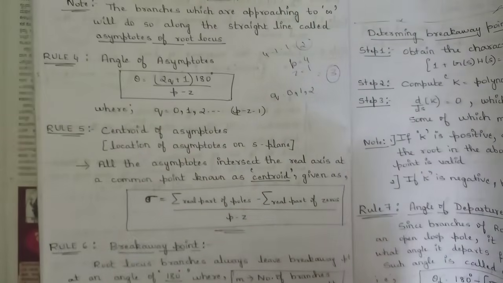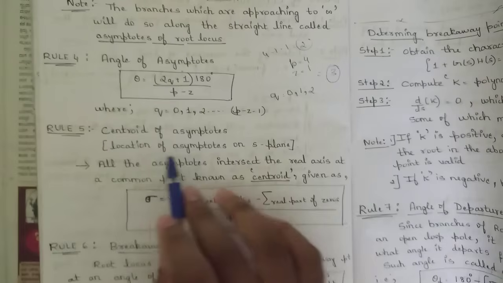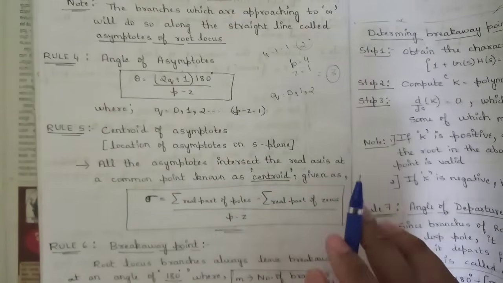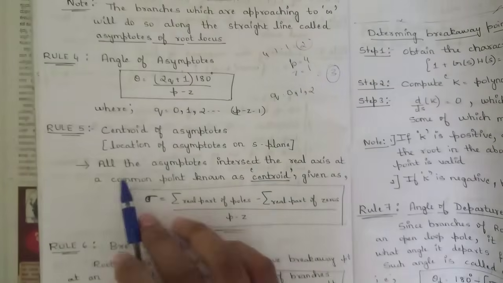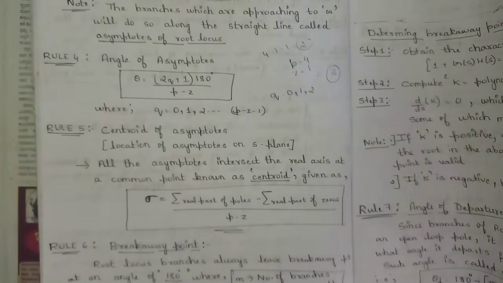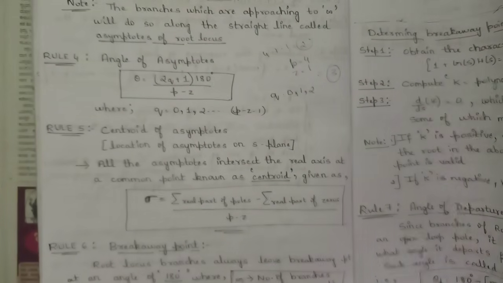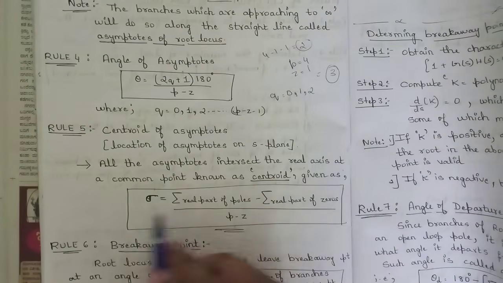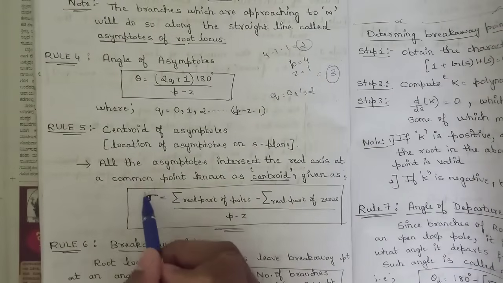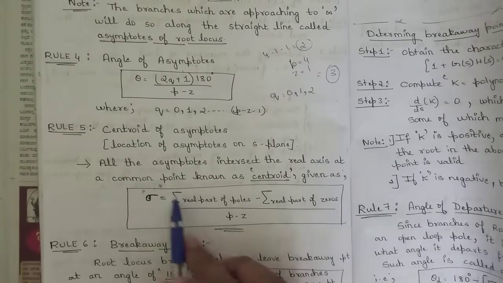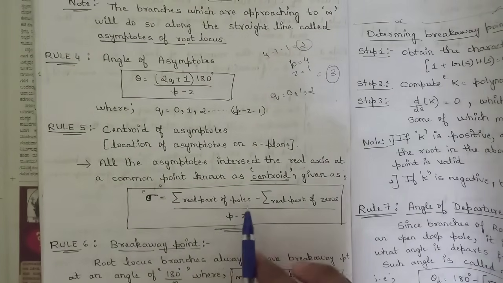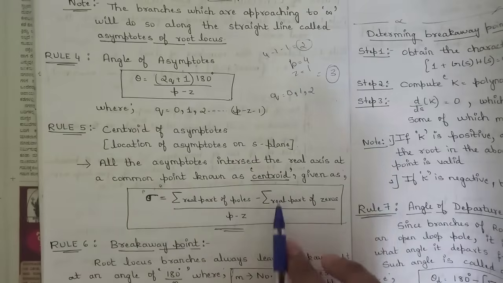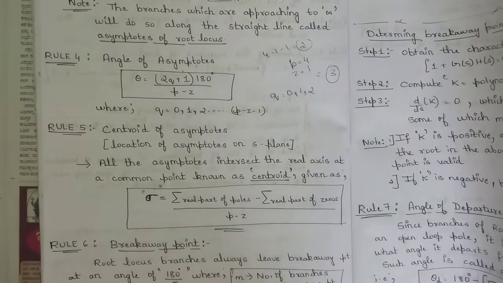Now let's see what the centroid of asymptotes is. It is basically the location of the asymptotes on the s-plane. All the asymptotes intersect the real axis at a common point known as the centroid, and it is represented as sigma centroid. Its formula is the summation of the real parts of poles minus the summation of the real parts of zeros, divided by the number of poles minus the number of zeros.